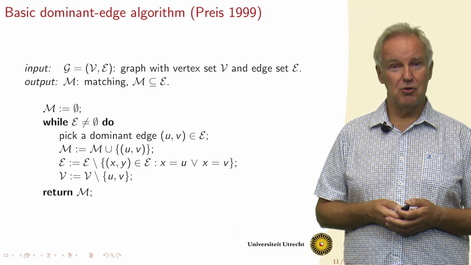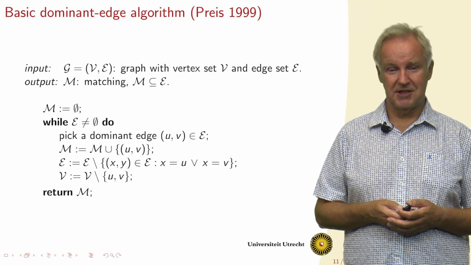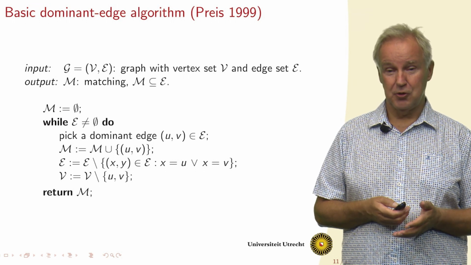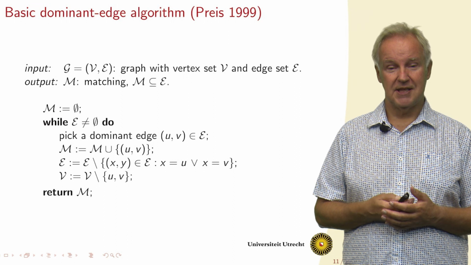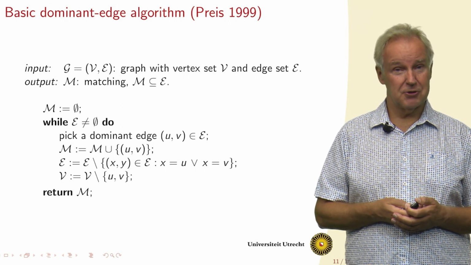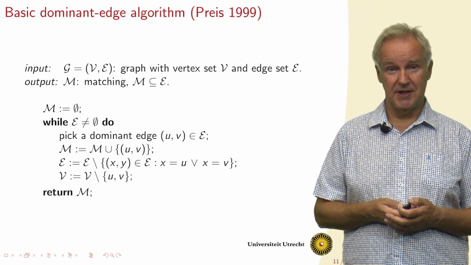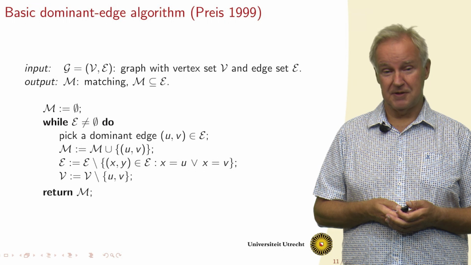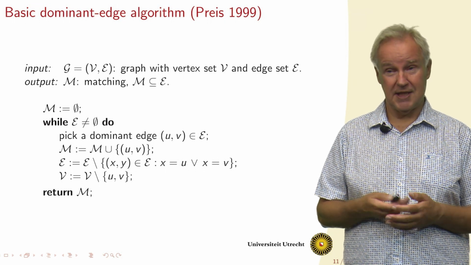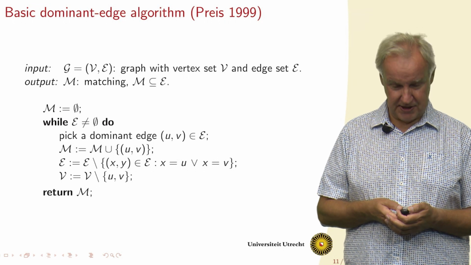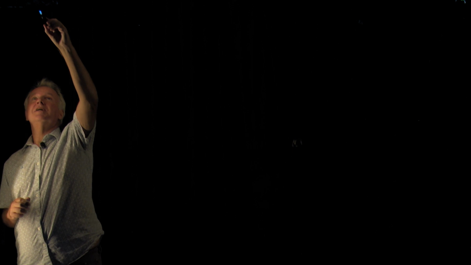And then you remove all the incident edges. So anything that is incident to u or to v is removed from the edge set E. And also you remove the vertices u and v from V. And this you can do until there's no edge left. There can still be unmatched vertices left. This is the basic dominant edge algorithm.